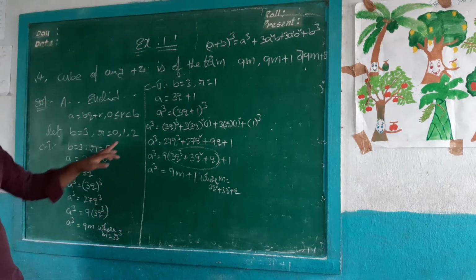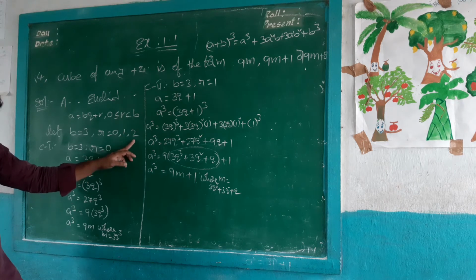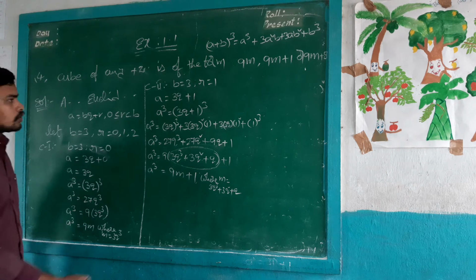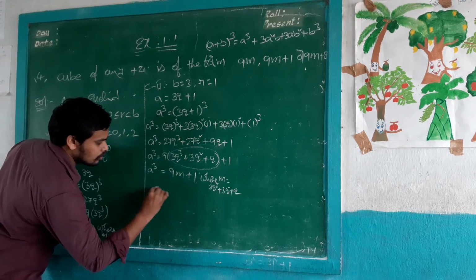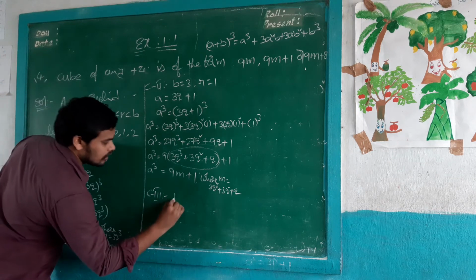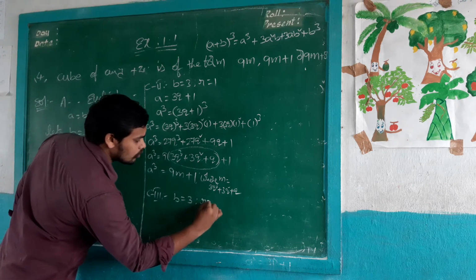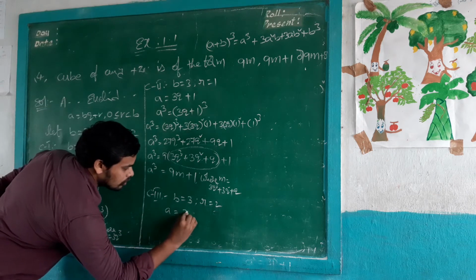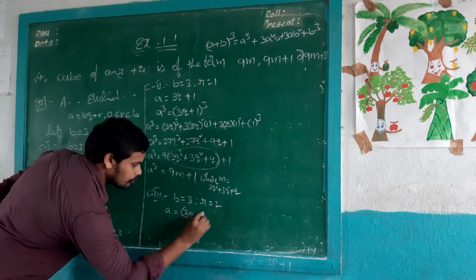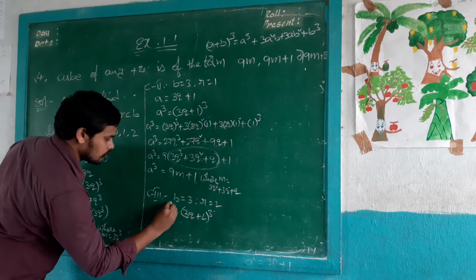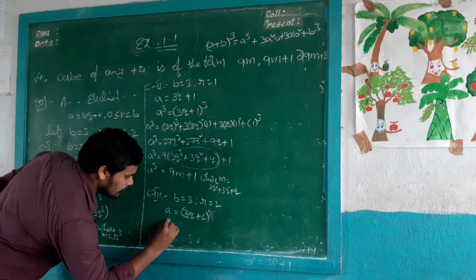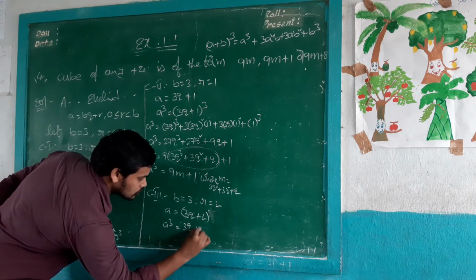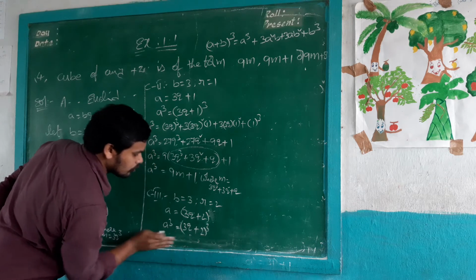Now case 3. What is the next R value? There is 2. So case 3, B equals to 3, R equals to 2. So A equal to 3Q plus 2. Cubing, A cube equal to 3Q plus 2 whole cube.